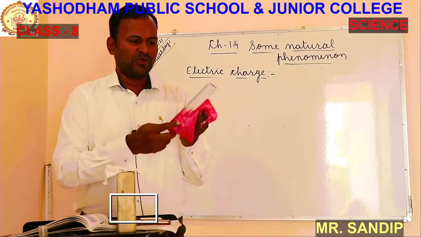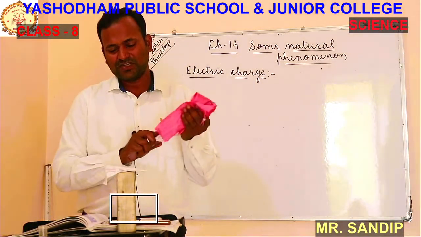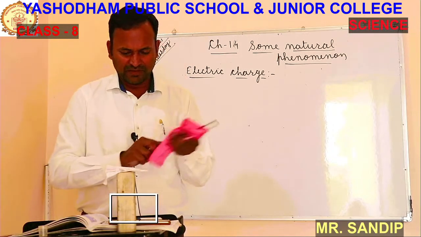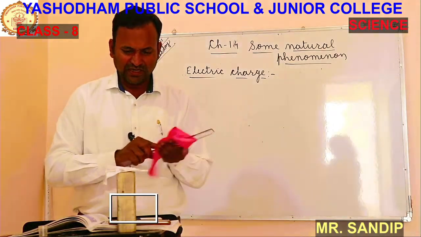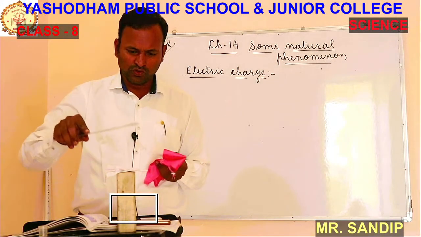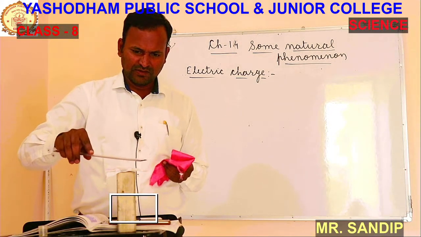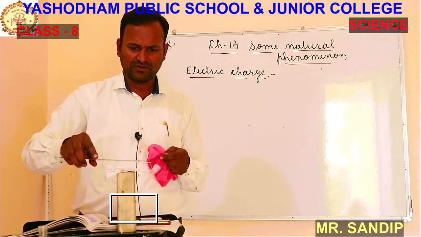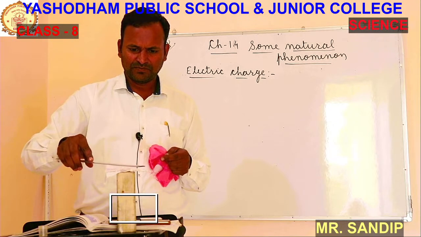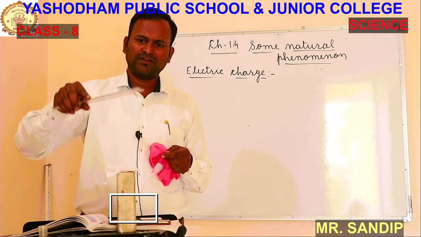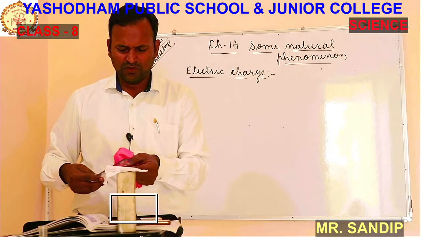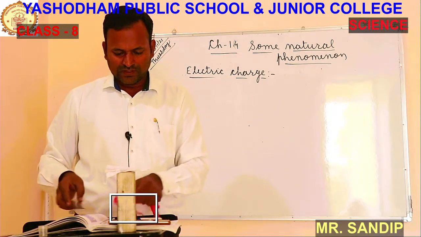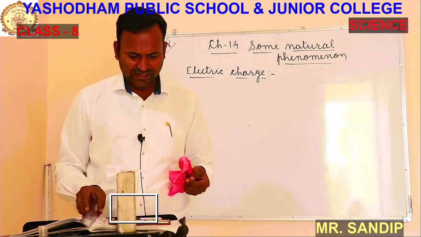When I rub these, there is an exchange of charges, and the scale becomes charged. If I bring this scale close to the paper, you can see the papers getting attracted. This paper got stuck because of the electric charges. We already gave a name to this force: the electrostatic force. Because of that, it is getting attracted.